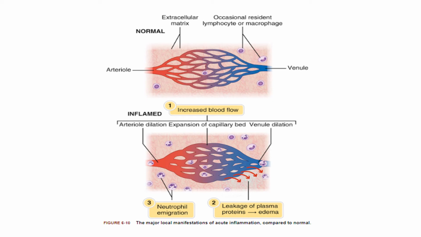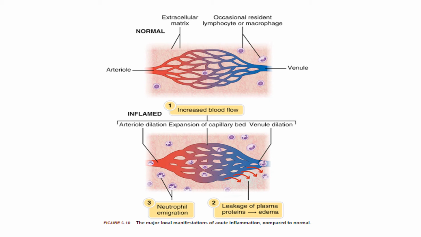So if we have an inflamed blood vessel, what are we going to see? You can see a normal pathology on the top of the screen, and you can see the inflamed pathology on the bottom of the screen. So first, we're going to have arterial dilation. What happens when our arterioles dilate? Well, that allows for more blood to flow through.